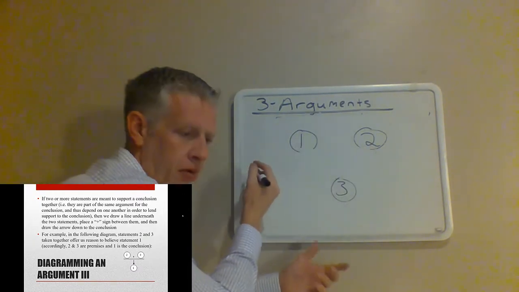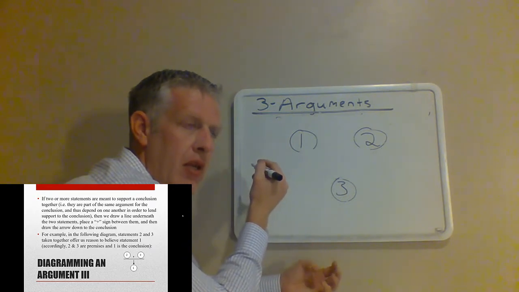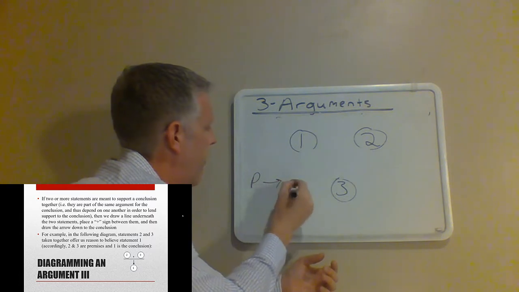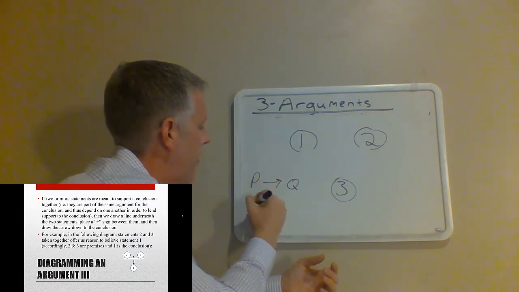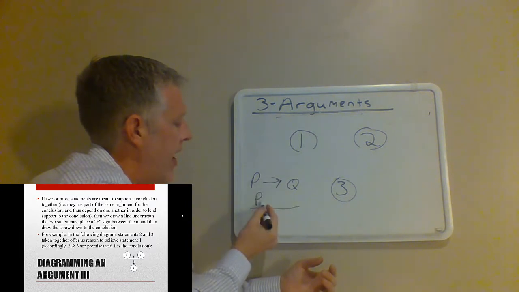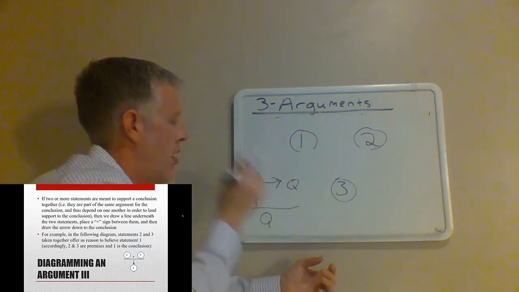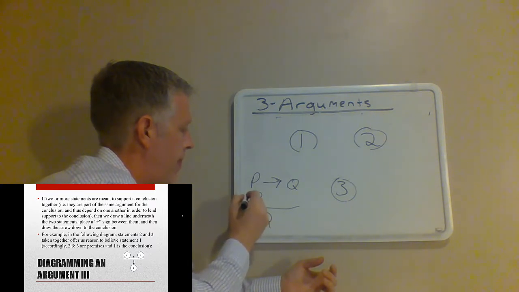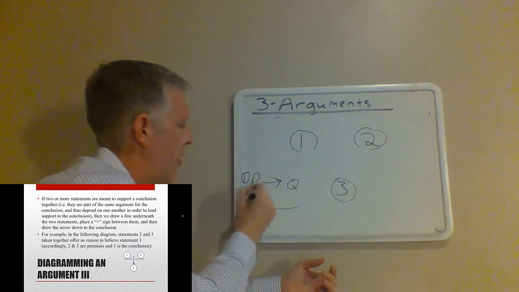What was our example? If it's a cat, then it's an animal, right? Remember this? And then Q. If it's a cat, then it's an animal. It's a cat, therefore it's an animal, okay? So this would be 3, 1 and 2, okay?